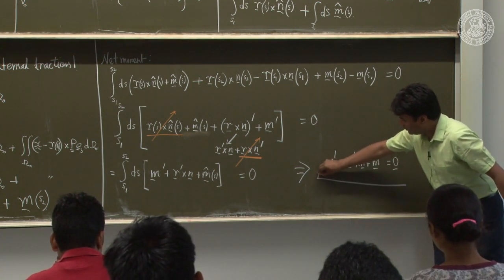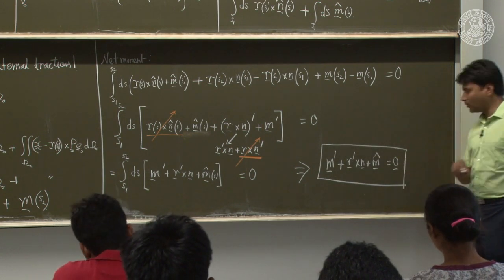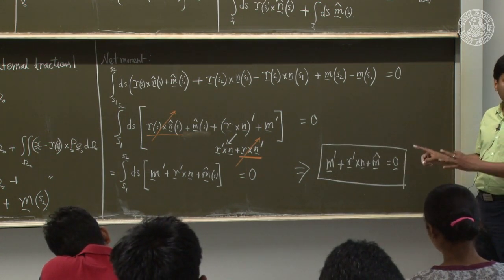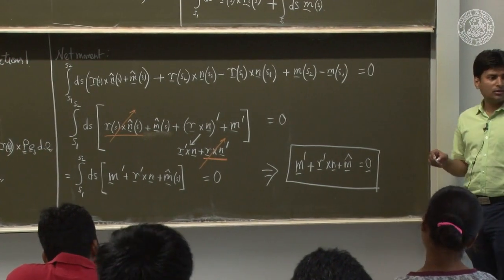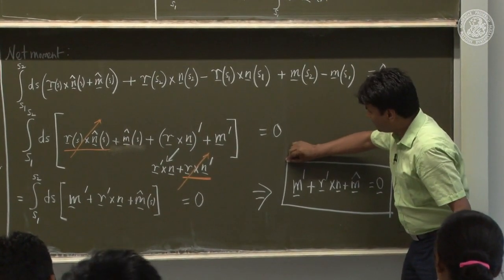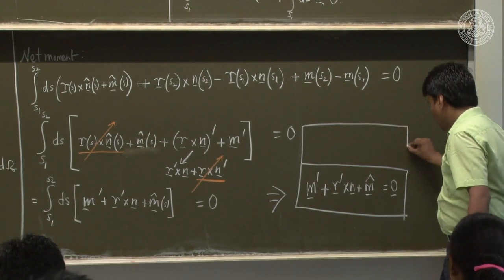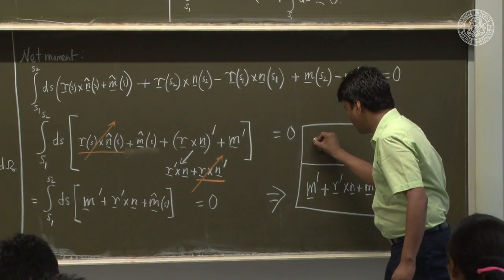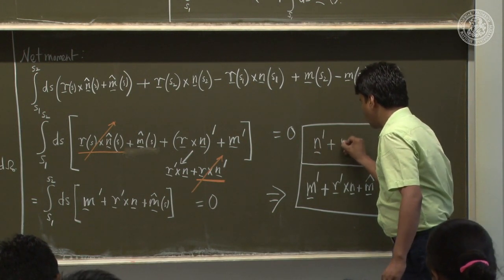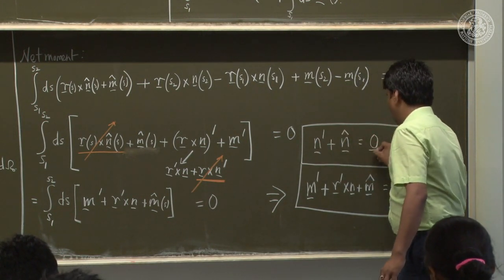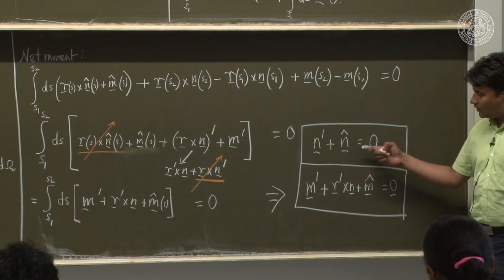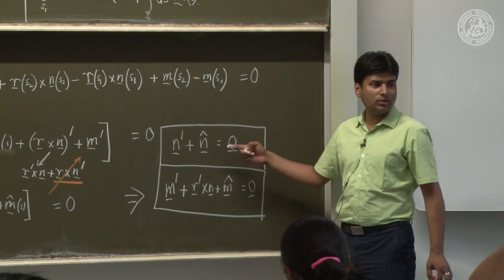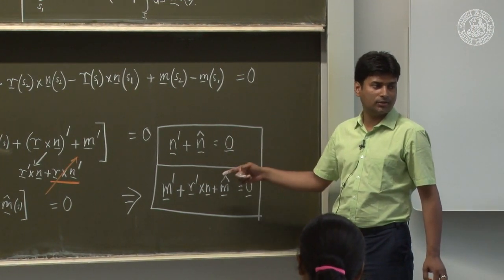Okay, so here is your equation which you got from the moment balance, and of course this was simple statics. If you had dynamics also in it, you will have something on the right hand side, but let us not worry about that. And you also derived your force balance equation, which was n prime plus n hat equal to 0. All right, so these are the two equations. Each of them are vector equations, and each of them have 3 in it. 3 plus 3, 6 equations.